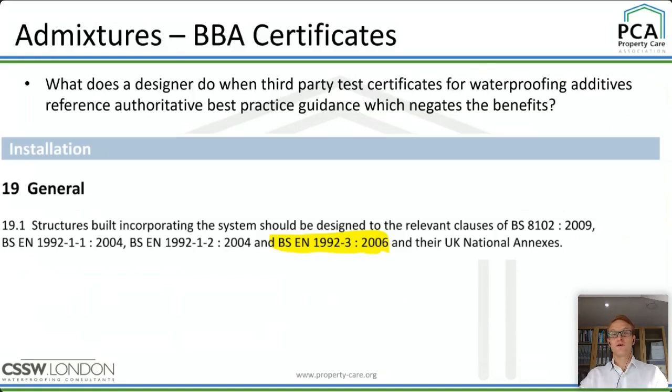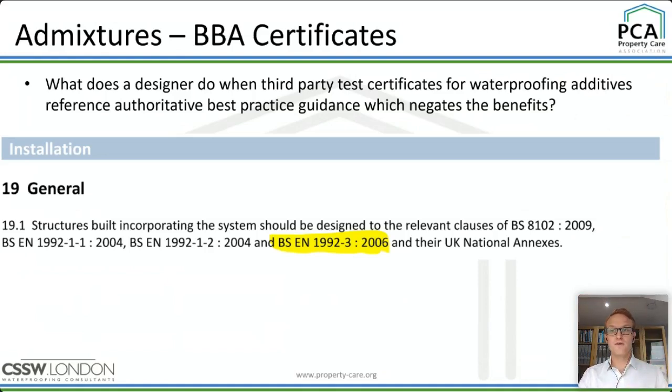So you start off and you look at, okay, I'll start with BS 8102 because it's a basement. And that says, okay, if you're going for type B, use Eurocode 2 Part 3. So you've gone from 8102 to Eurocode 2 Part 3. But then 8102 says you can use an additive. So then you use an additive, but the additive refers you back to Eurocode 2 Part 3.